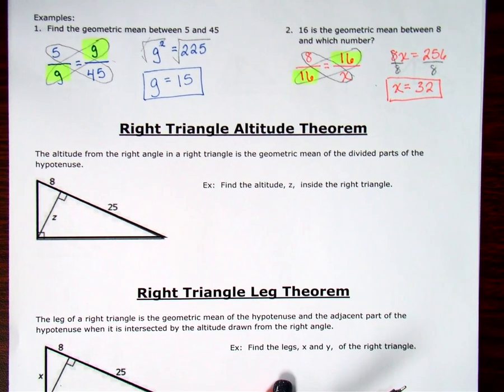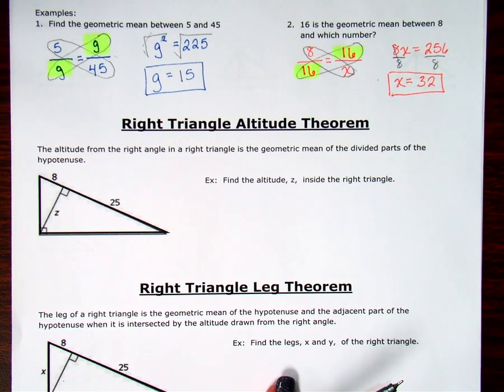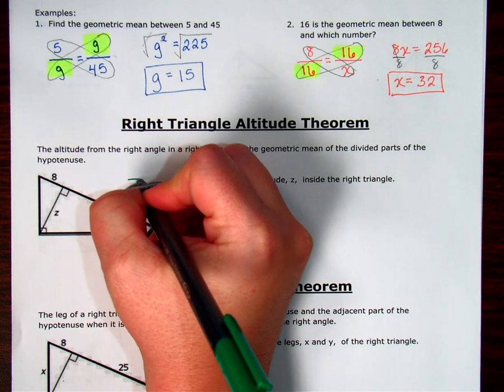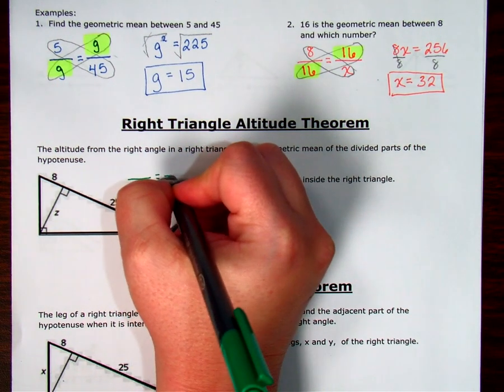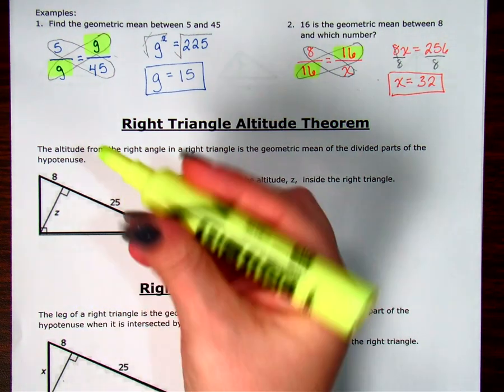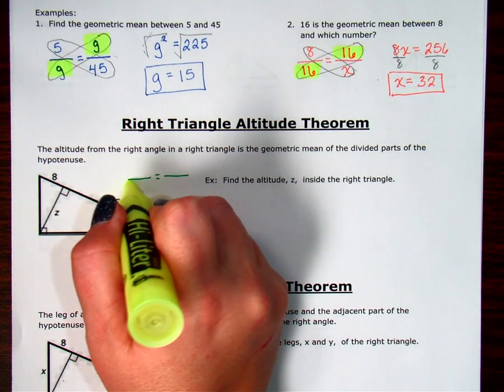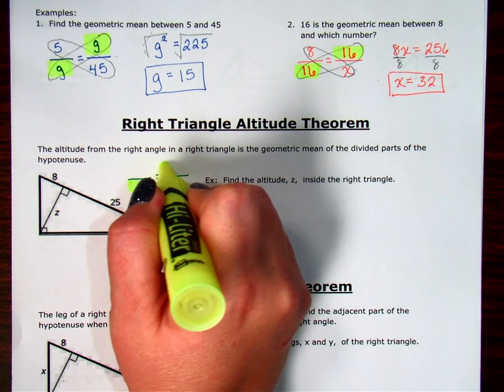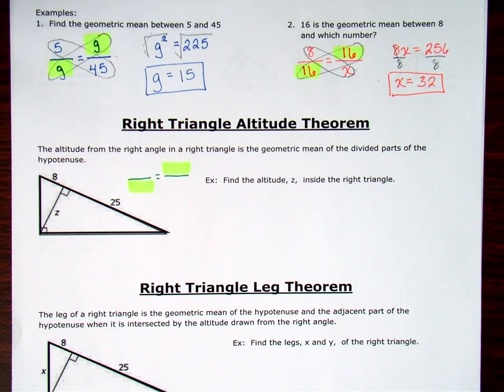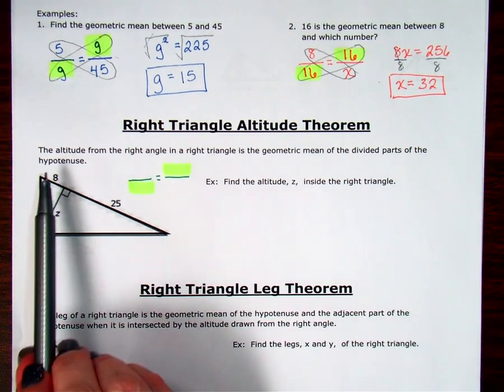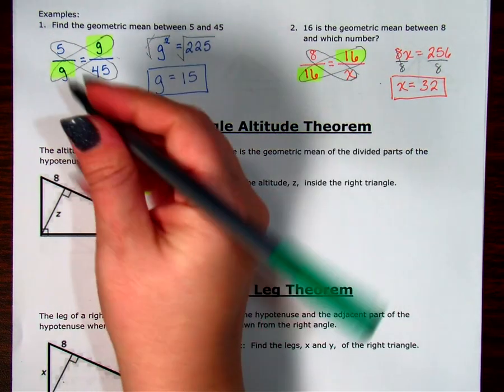The first one is called the right triangle altitude theorem. It says the altitude from a right angle in a right triangle is the geometric mean of the divided parts of the hypotenuse. So let's unpack that. When I'm looking at a geometric mean, the denominator of one fraction, or one ratio, is going to be exactly the same as the numerator of the other one. The geometric mean in my right triangle altitude theorem is the altitude from the right angle.